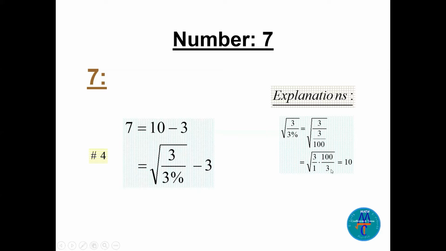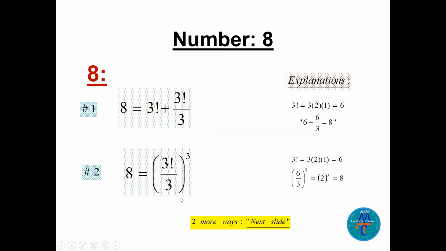We can cancel the 3. Square root of 100 is 10. So all this square root, 3 divided by 3%, will be 10. 10 minus 3 is 7. That's a little hard. Let's see number 8.